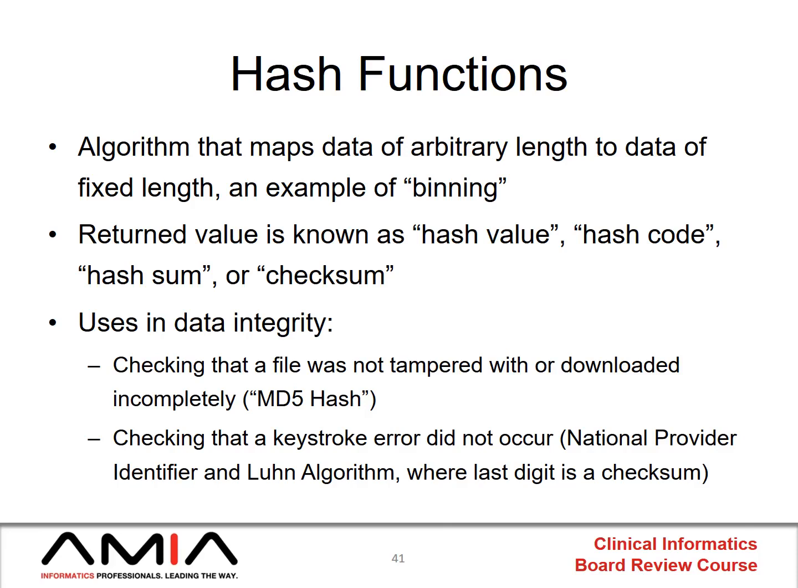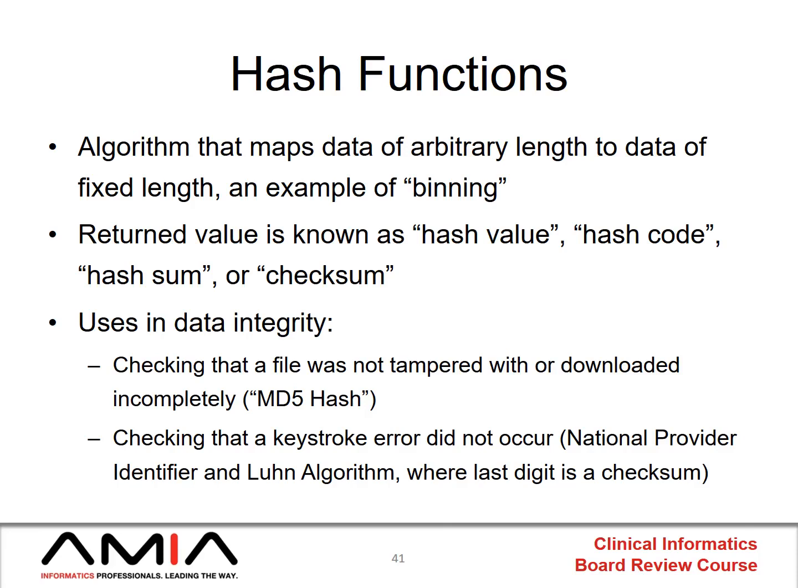The thing that gets returned, the return value, is often known as a hash value, a hash code, a hash sum, or something called a checksum. You might be thinking, well, why is this useful? Why do I want to take a giant string of useful text and return an arbitrary string of numbers or hexadecimal? It's because these are often used in data integrity checking. There's a common function, for example, called the MD5 hash, which I think returns something like a 32-character string.